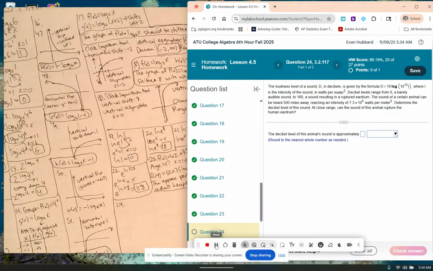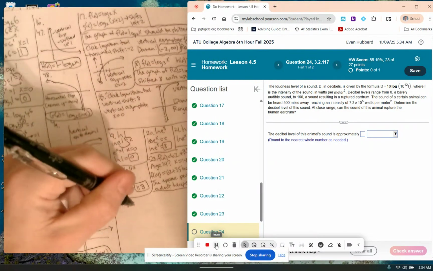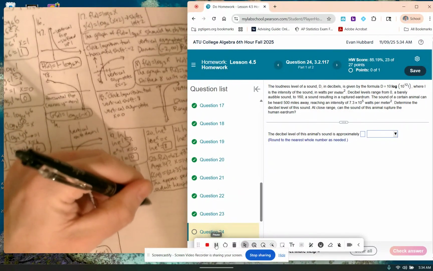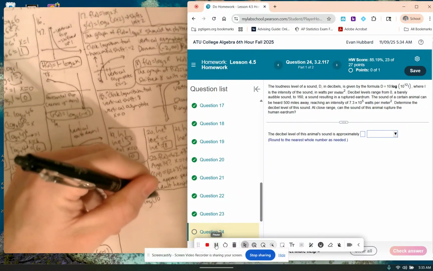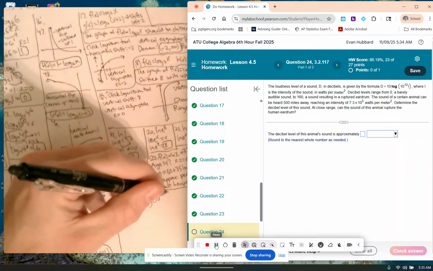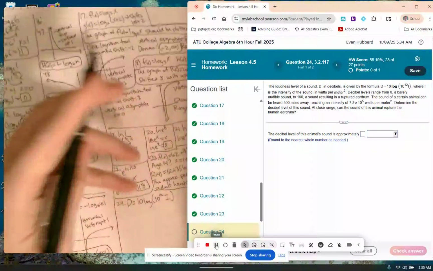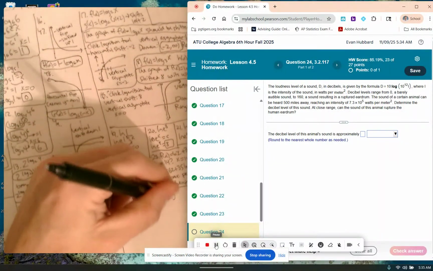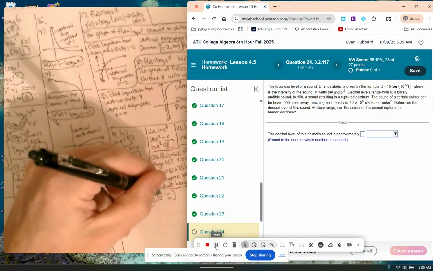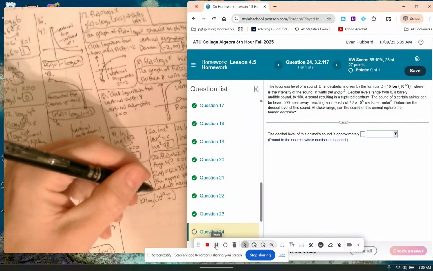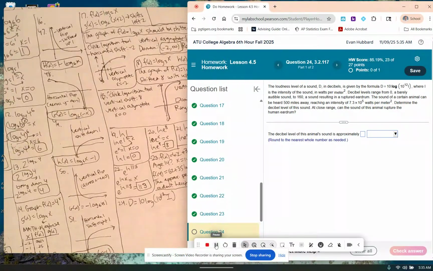All right, the sound loudness level of a sound D in decibels is given by the formula D equals 10 log of 10 to the 12th times I, where I is the intensity of the sound. Decibels can range from 0, which is barely audible, to 160, or a ruptured eardrum. The certain sound of an animal can be heard 500 miles away. Intensity is 7.3 times 10 to the 5th watts per meter. Determine the decibel level of this sound.